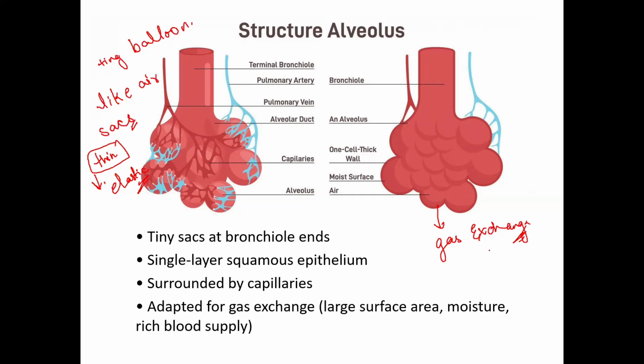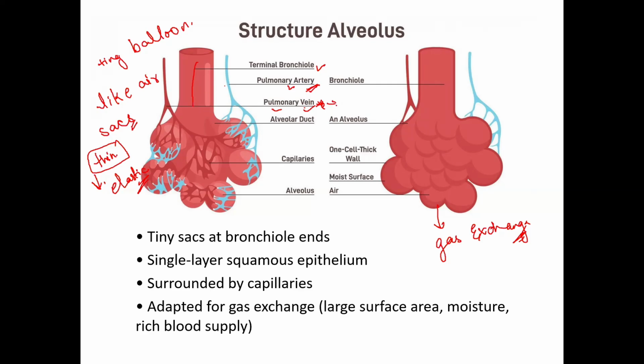Yes, it has a moist lining to dissolve gas. So if we figure out the labeling, this is a terminal of the bronchiole. The pulmonary artery is basically the artery which is linked with the lungs. Similar for the vein, the pulmonary vein. We already discussed this in the respiratory section and the circulatory section.